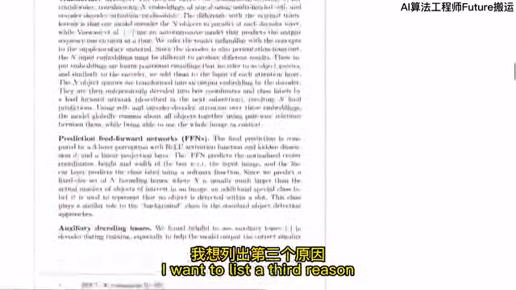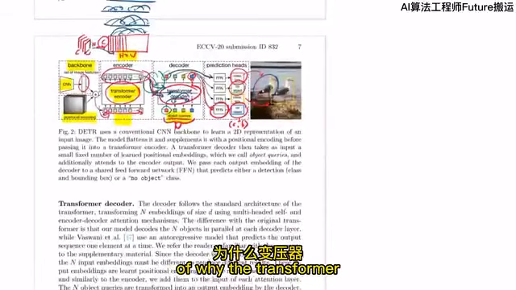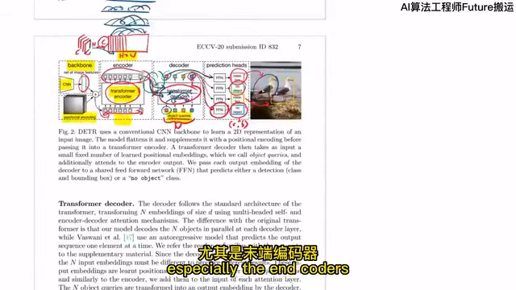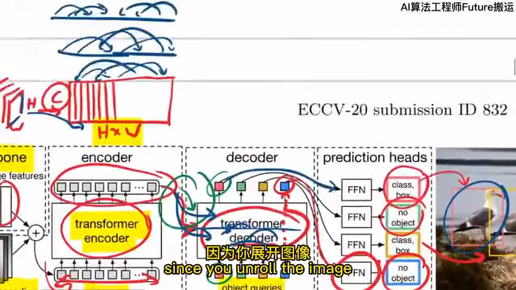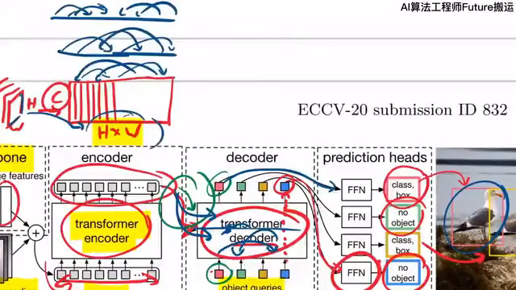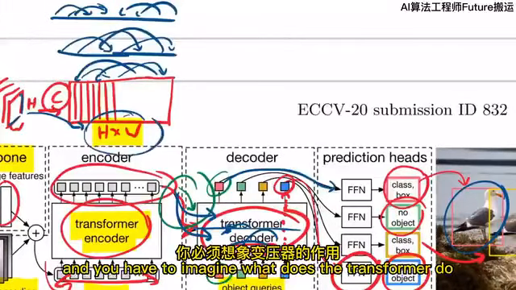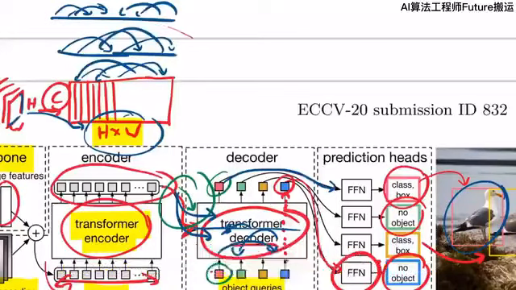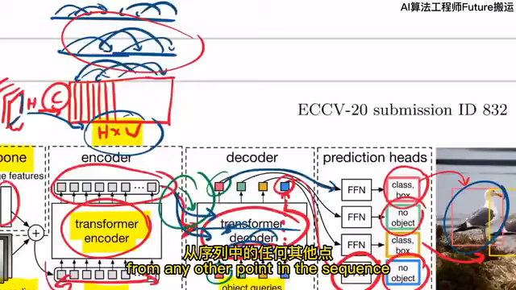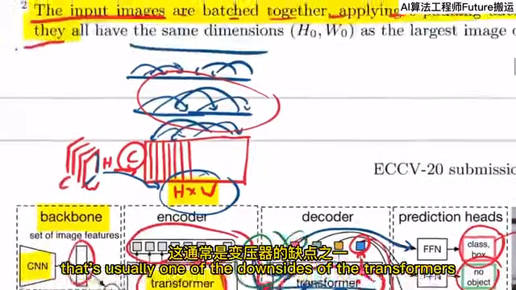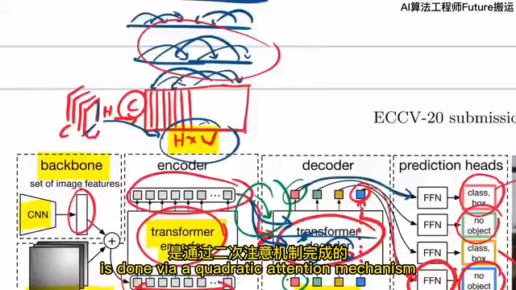Now, before we get into the experiments, I want to list a third reason of why the transformer, especially the encoders, might actually also make a giant amount of sense. Here, since you unroll the image into height and width, you have to imagine, what does the transformer do? The transformer, as we said here, has this notion of attention, where from any point in the sequence, it can gather information from any other point in the sequence. And that's usually one of the downsides of the transformers, is done via a quadratic attention mechanism.